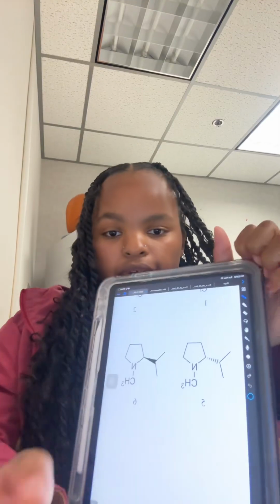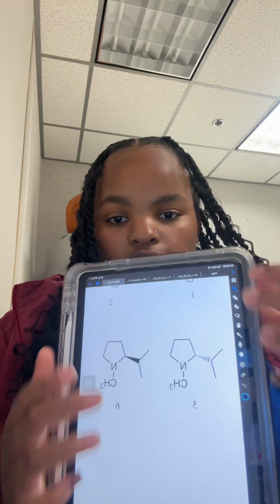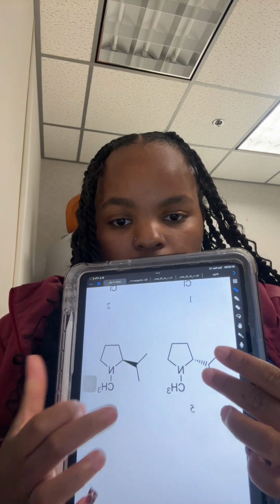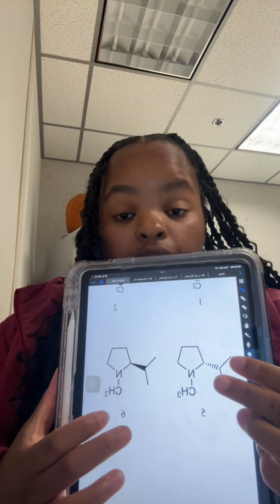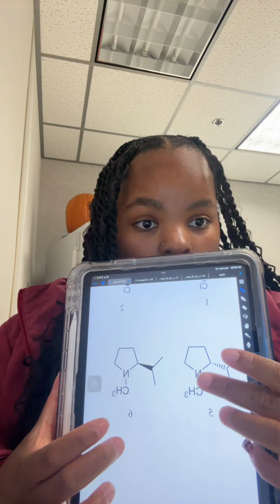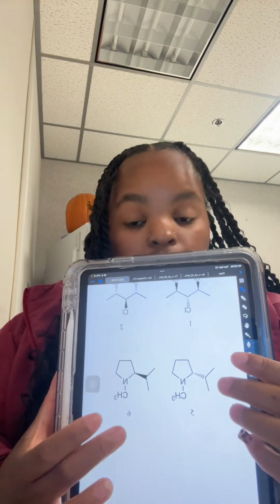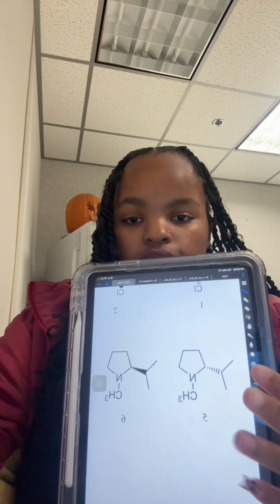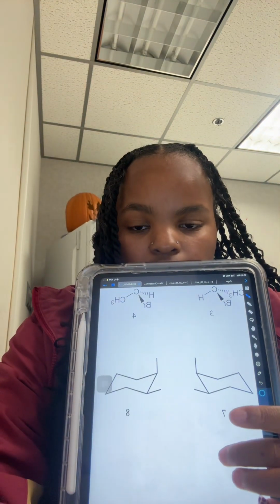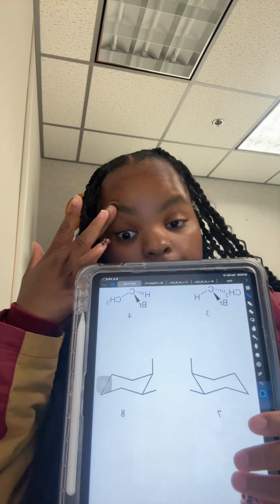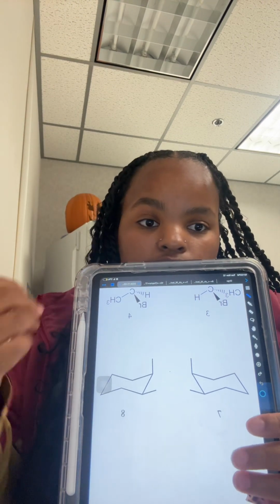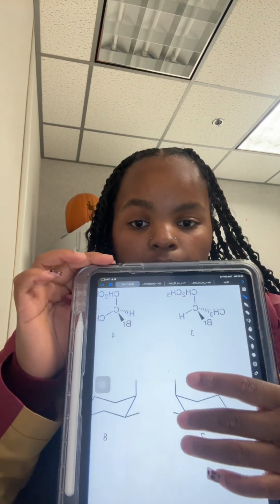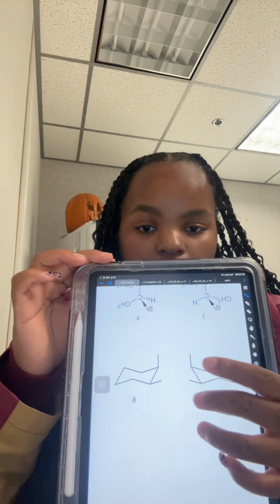Okay, and for 5 and 6, as you notice, there's different connectivity here. So we have a wedge on 6, and then we have a dash on 5, which makes them enantiomers because they have the same connectivity, but they have different arrangements. For 7 and 8, they're both cyclohexanes in chair formation, but they are 2 different representations of the same compound, which actually makes them the same compound.